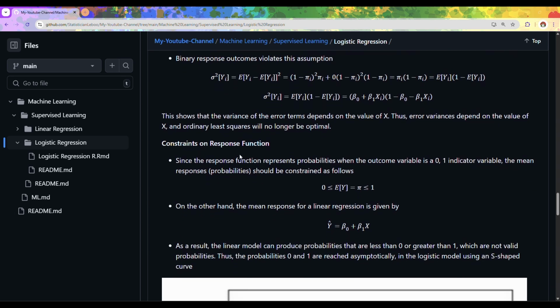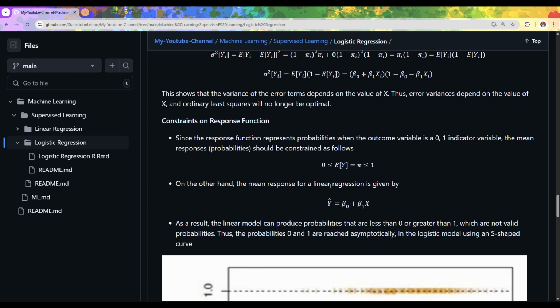Another problem why we don't use linear regression for binary outcomes is that the response function represents probability, so we are talking about constraints on the response function. Since the response function represents probabilities, when the outcome variable is a 0 or 1 indicator variable, the mean response of probability should be constrained as follows. So what does it mean? We have 0 and 1, so our limit is between 0 and 1. We expect that the value of the mean of y should be between 0 and 1.